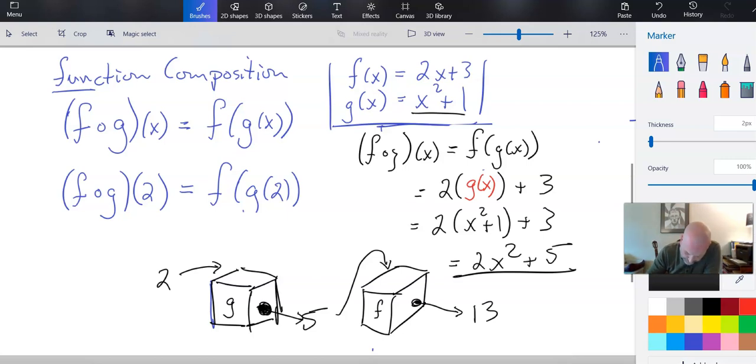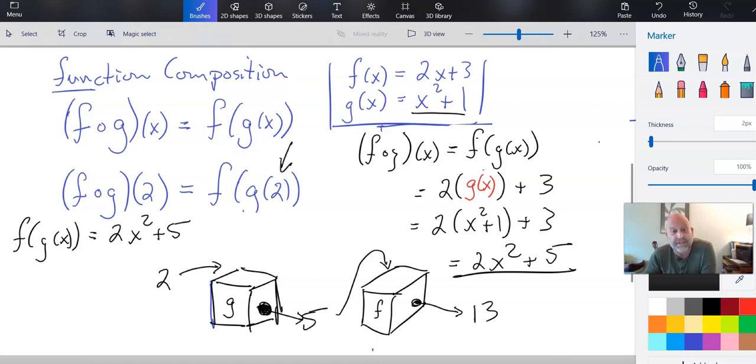So let's see. If we're claiming that f composed with g of x is 2x squared plus 5, then when I plug 2 in here, I should get a 13 back out, right? Because they should give me the same value. So let's see what happens. If I stick a 2 in here, that is 2 times 2 squared plus 5. 2 squared is 4, times 2 is 8, plus 5 is 13. And so I get my 13 back, right?